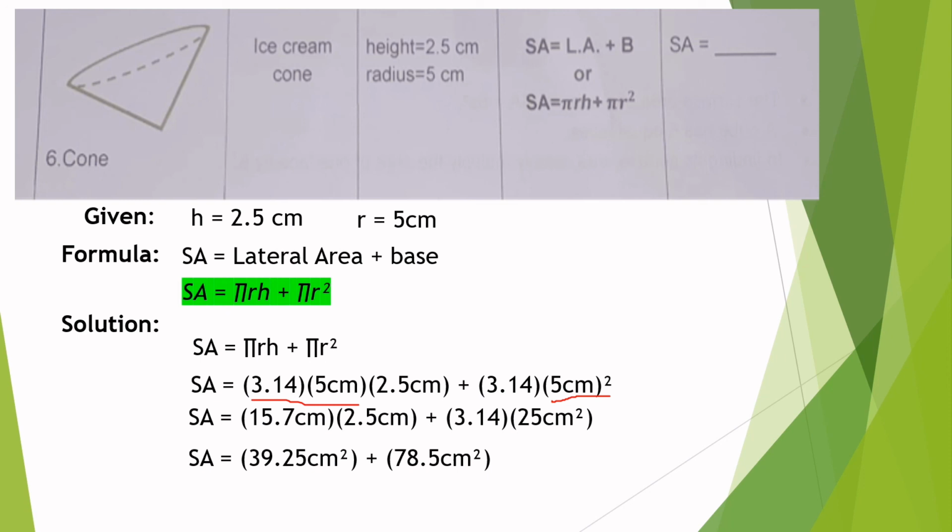Next, multiplying 15.7 centimeter times 2.5 centimeter, we have 39.25 centimeter squared plus multiplying 3.14 times 25 centimeters squared, we have 78.5 centimeter. And adding these two, we have now SA is equal to 117.75 centimeters squared. Again, when we talk on the surface area, the units is always in square units. Okay? The exponent of the unit is always 2.